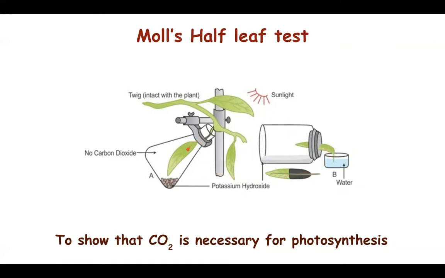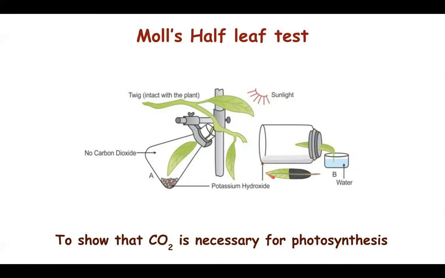You can do it with one leaf while it is still attached to the parent plant, or you can do it when it is separated but still dipping inside water, because we want the leaf to survive for some time. Now, the part of the leaf which is inside has sunlight, it has moisture, it has chlorophyll also, but it does not have any carbon dioxide. But the leaf which is outside has water, has sunlight, has chlorophyll, has carbon dioxide.